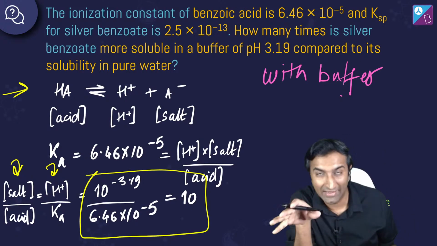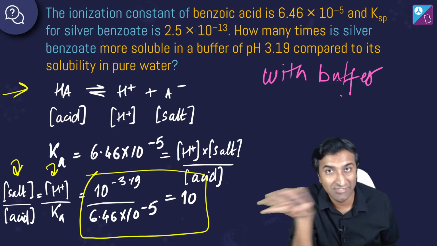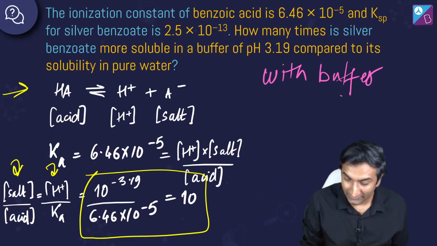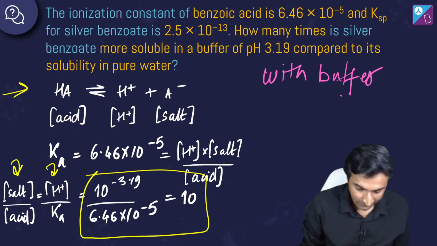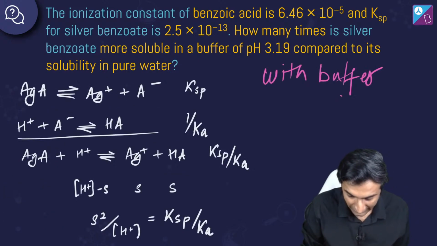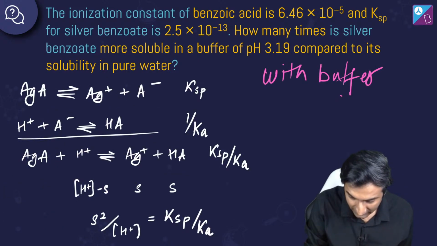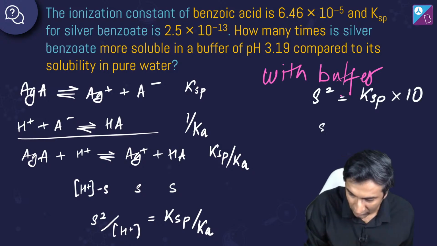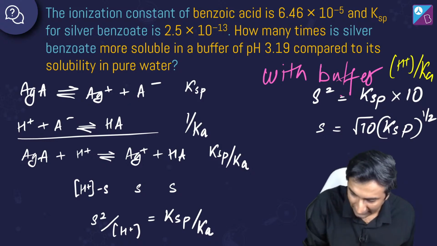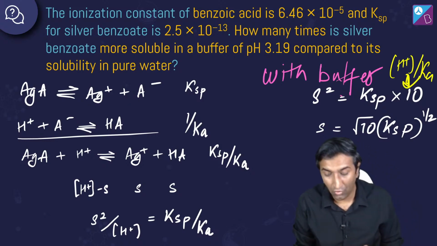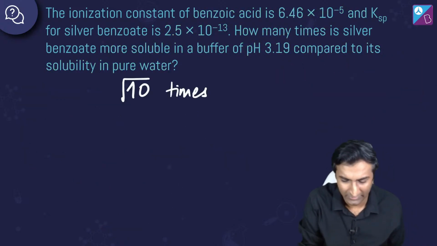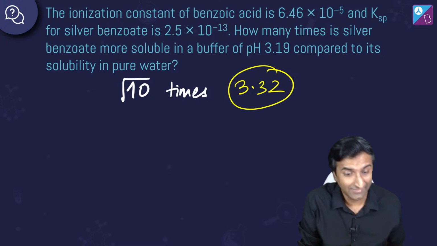ये NCERT का ही सवाल है, इसलिए मैंने as it is use किया है. I haven't changed anything. This is a question from NCERT. ठीक है, खैर, I get that this is equal to 10. Okay. कुछ तो यहाँ पे similar लग रहा है. देखो ये H plus by Ka was also there over here, right? This here, it says S square is going to be equal to KSP into 10, which is the same as H plus by Ka. ठीक है, this is this right here, I've substituted. So you get that the solubility has increased root 10 times whatever that value is, 3.3 something, right? 3.32 या जो भी है. That's the answer to this.